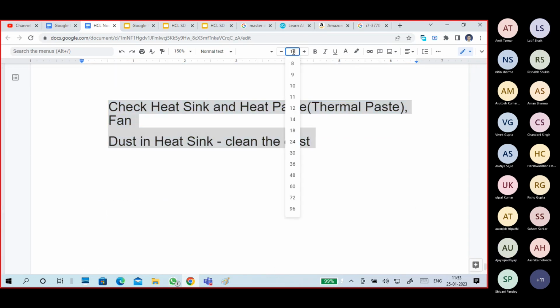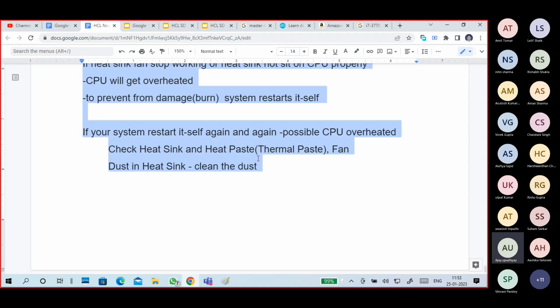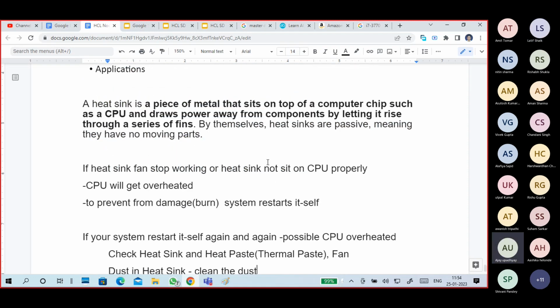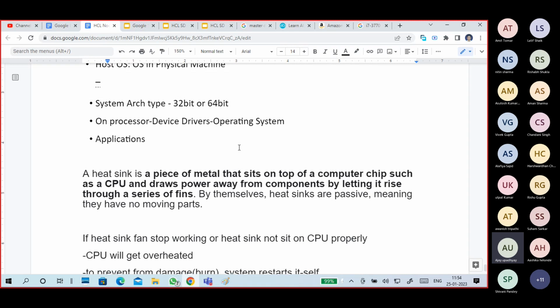Hello, sir. Tell me. Yeah, sir. If the system has a 64-bit processor, then we can't use a 32-bit operating system. No. So 64-bit processor, 64-bit operating system, 64-bit device drivers, compulsory. Everything must be the same bit.